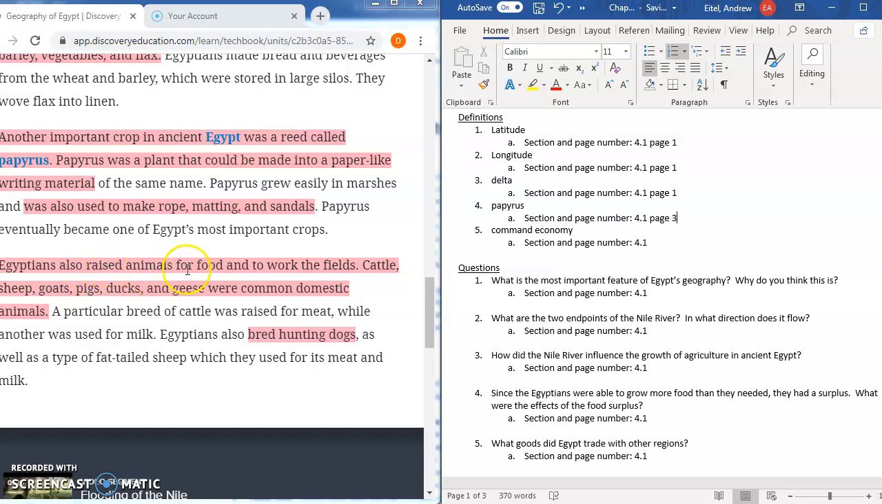Egyptians also raised animals for food and to work the fields. Cattle, sheep, goats, pigs, ducks, and geese were common domestic animals. A particular breed of cattle was raised for meat, while another was used for milk. Egyptians also bred hunting dogs, as well as a type of flat-tailed sheep which they used for its meat and milk.